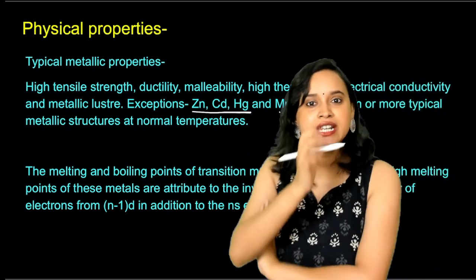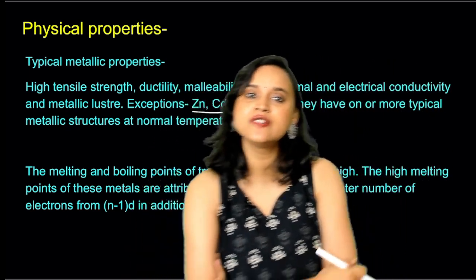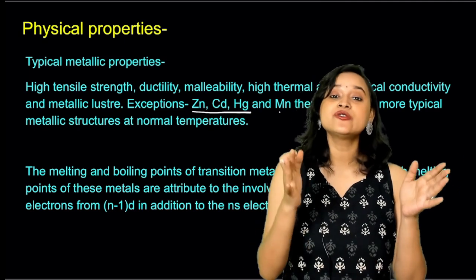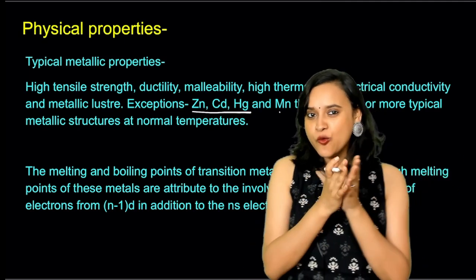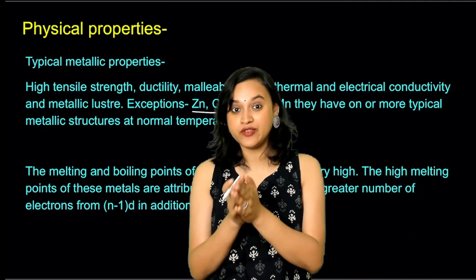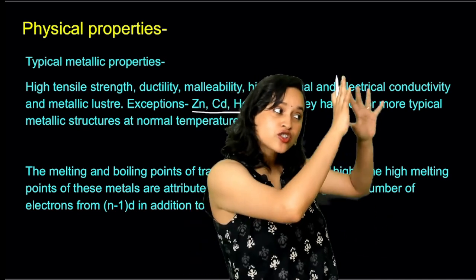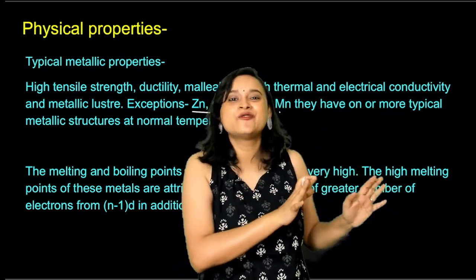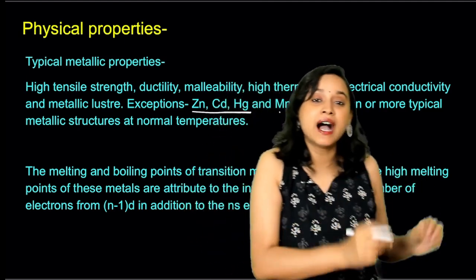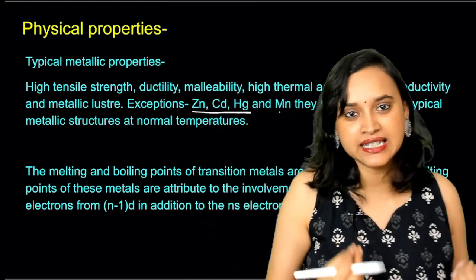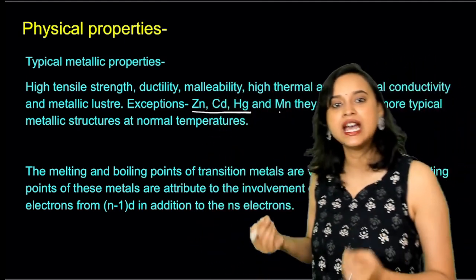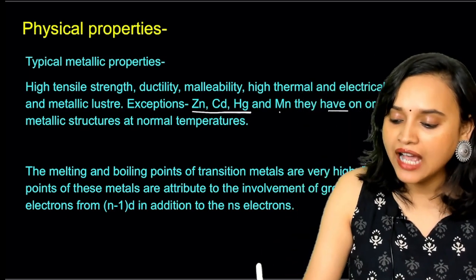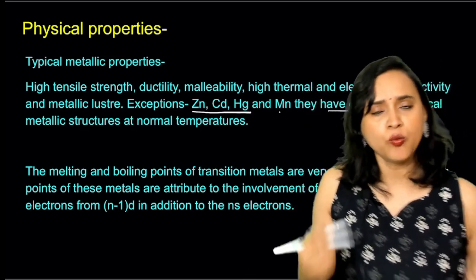Now the question that many students will ask is, ma'am, if they have deviation from metallic properties, why are we still considering them as metals? Because you have to understand that even if one or two properties are not matching with the metallic properties, there are also many other properties that are fulfilled by these elements, and that is why they're still considered to be metals. Understood everybody? Yes.